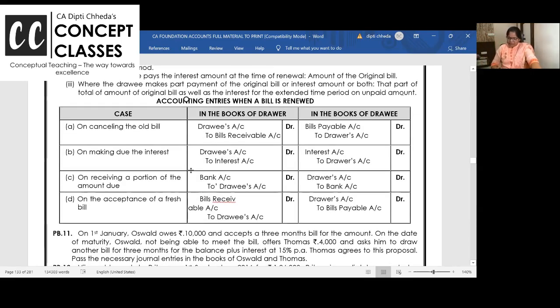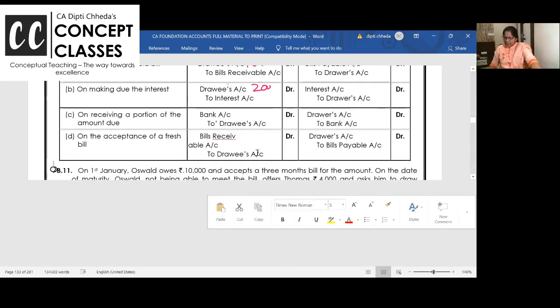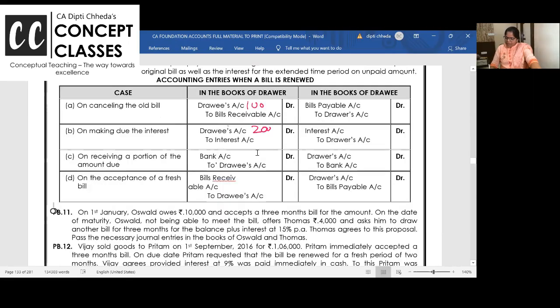What will be the entry? On cancelling the original bill, drawee to bills receivable. Now interest, drawee to interest. Interest is my income. Drawee, you have to give me 10,000 plus 200 rupees interest. Okay? Now, out of 10,200, if you have paid me 5,000 check, so now new bills receivable will be how much? 5,200. Nice, clear this combination. हो गया, problem is solved हो गया.